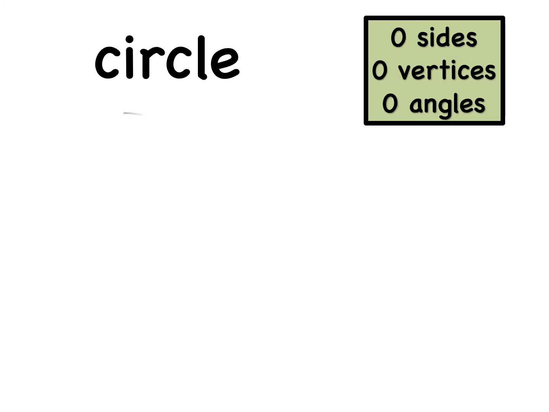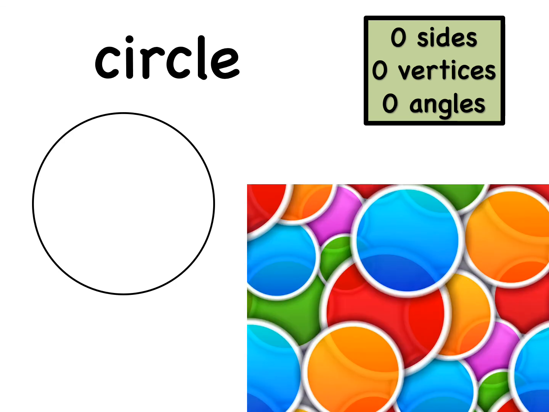Here's our next one, boys and girls. Circle. A circle has no sides, 0 vertices, and 0 angles. No sides, no vertices, and no angles is a circle. Very good. Here's the next one. Do you know that word?